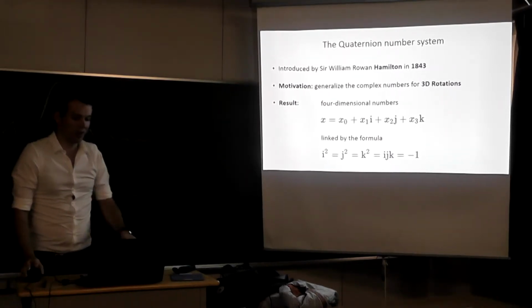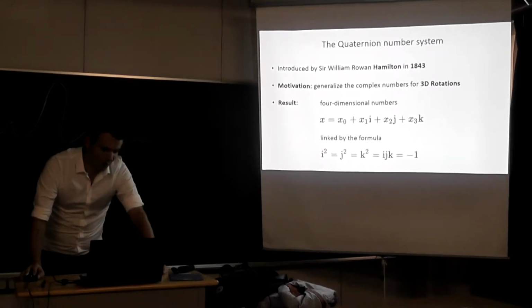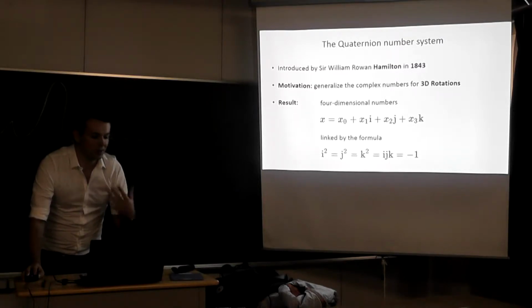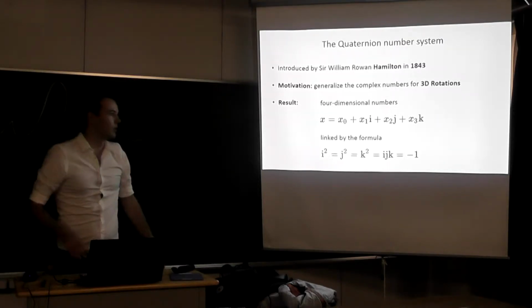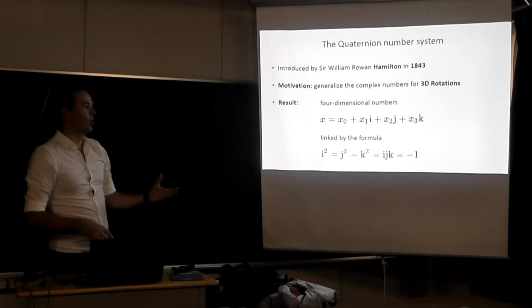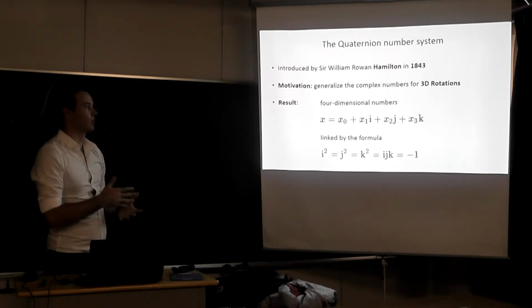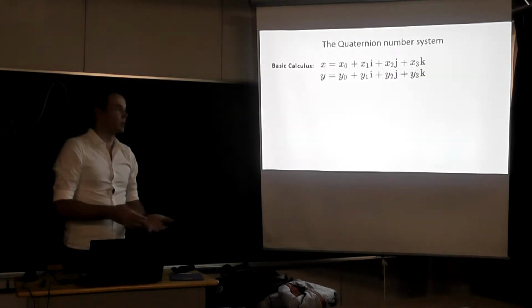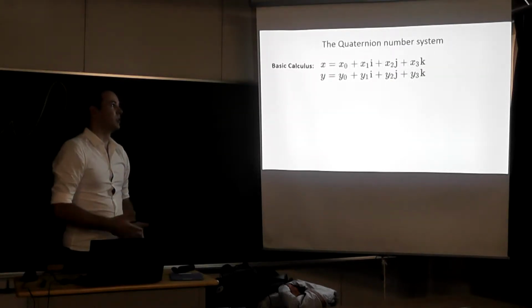They are linked by this formula, right? In the complex case, you also have i squared is -1. Now you have i squared, j squared, k squared, and ijk together, all of them are -1, and this is what describes the quaternion number system. So what is the basic calculus like with these numbers?